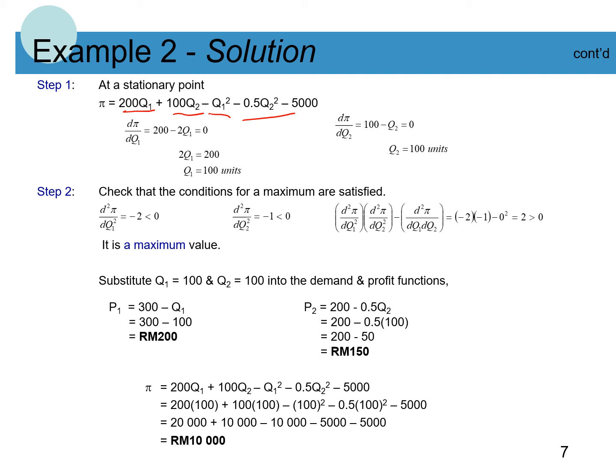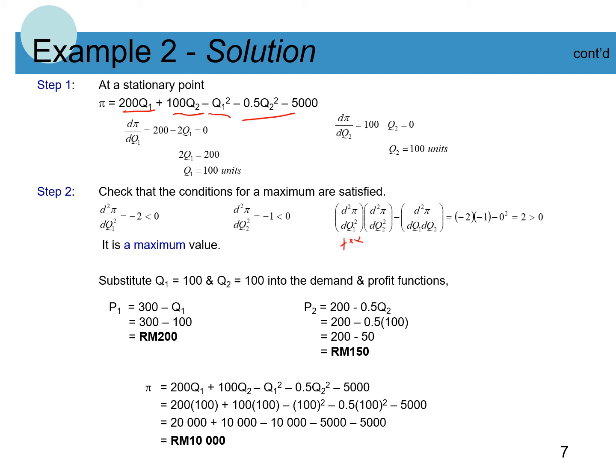Therefore, we have to do the second derivative of the profit function with respect to Q1. Therefore, the second derivative, d2 pi over dQ1 square, is equal to negative 2. Therefore, it is less than 0. Then we do the second derivative of the profit with respect to Q2. Therefore, we have d2 pi over dQ2 square is equal to negative 1, and it is also again less than 0.